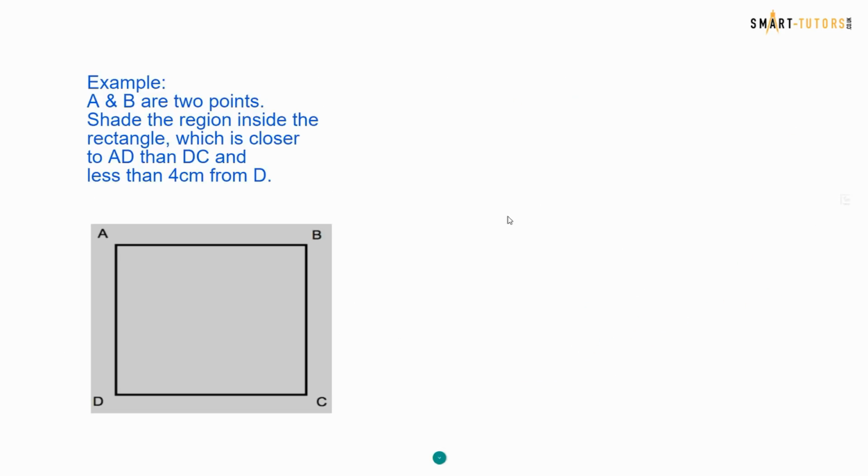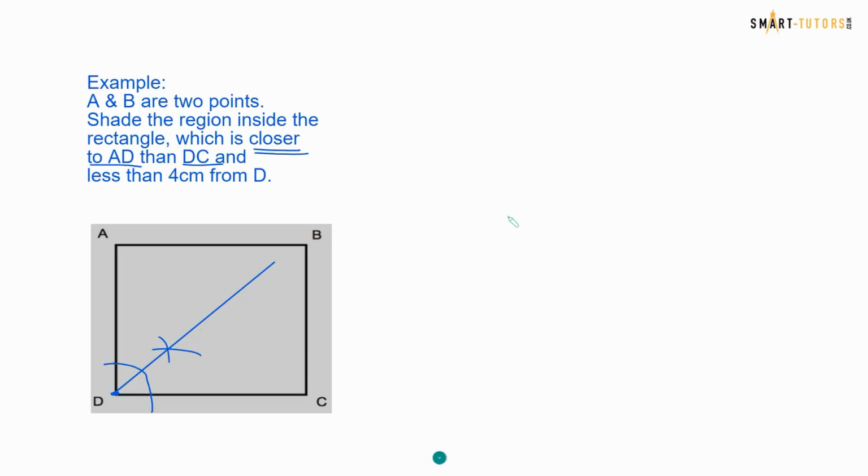Just do an exam style question here. Example, A and B are 2 points. Shade the region inside the rectangle which is closer to AD than DC. So AD here, DC here. So closer to AD than DC, right? So from here, this is the arc you need to draw here, and from here you need to draw a curve. So basically what I am doing is an angle bisector of this line. And when you do the angle bisector, that means on this line, it's equal distance from 2 lines. But they clearly mention the points have to be closer to AD. So that means in this region, the points are going to come.